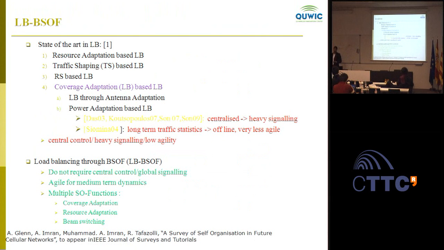Okay, let's look at what we have here. This solution is focusing on load balancing. Previously, we were focusing on spectral efficiency optimization, and now load balancing, as you have seen in the previous presentation, has been identified in one of the agendas by 3GPP, NGMN, and also some industrial products are trying to come up with this feature. So looking at the literature, there is a lot of work you can find in load balancing, which can be categorized in 4 different categories: resource adaptation based load balancing, traffic shaping based load balancing, relay station based load balancing, and coverage adaptation based load balancing.